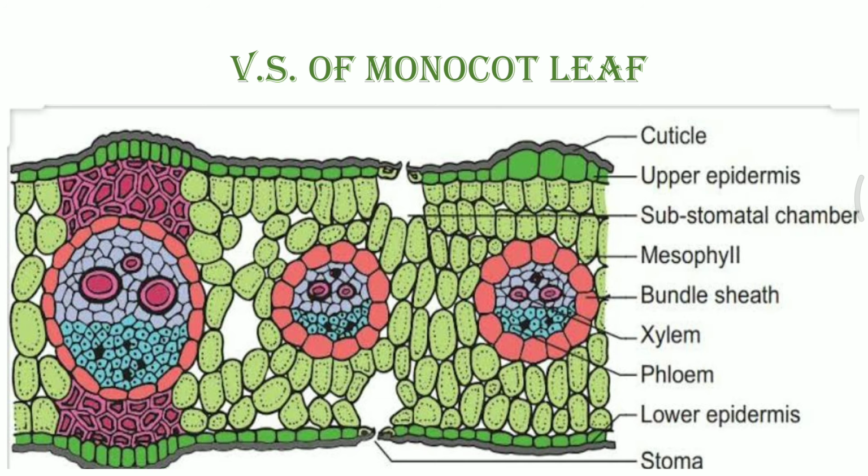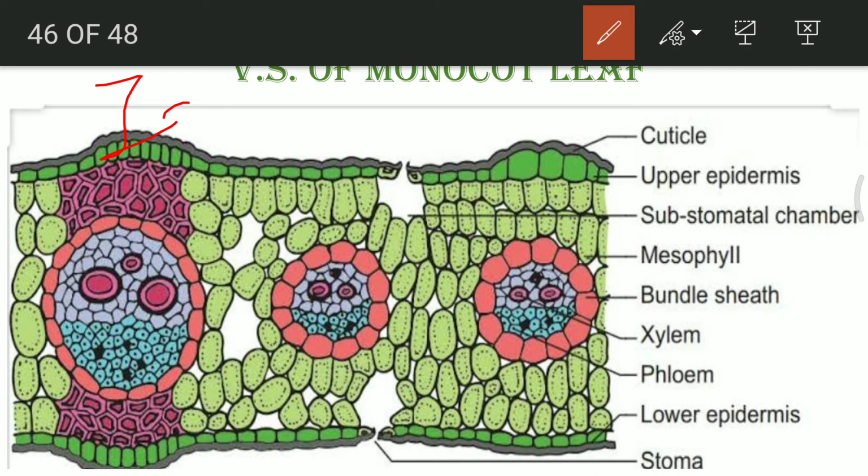So this is a vertical section of a monocotyledonous leaf, and the outermost layer is the cuticle. In the lower side also you will see the presence of cuticle layer, but the layer towards the uppermost side is thicker as compared to the lower layer. Inside it is the presence of epidermis. In case of monocotyledonous leaf, one thing is very important, that these leaves are isobilateral.